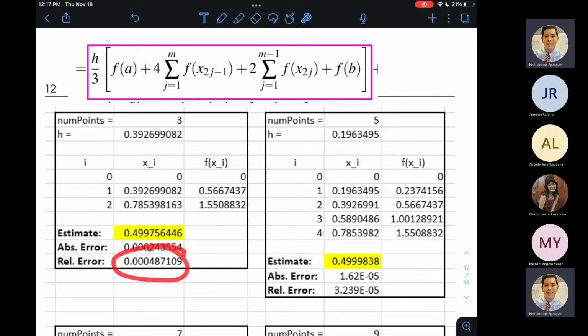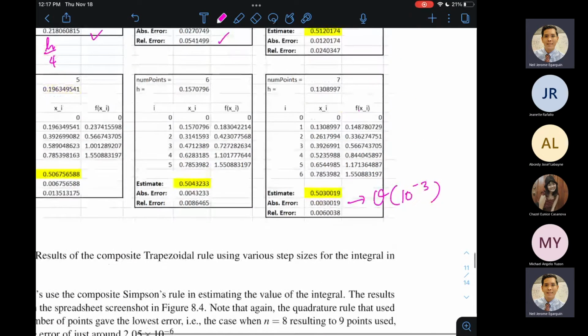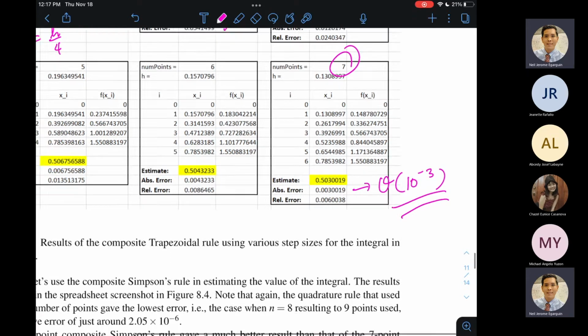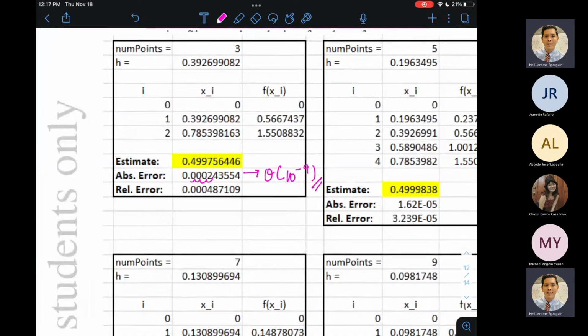And the relative error is very low now. The size of the absolute error is 10 to the, what, 1, 2, 3, 4. 10 to the negative 4. And here we just use 3 points. Compared natin dun sa nakuha natin sa composite trapezoidal, it took us 7 points in order to bring down the absolute error down to order 10 to the minus 3. Pero ngayon, we have an absolute error of 1 order less, 10 to the negative 4 na yung size niya, and yet 3 points lang yung ginamit natin.